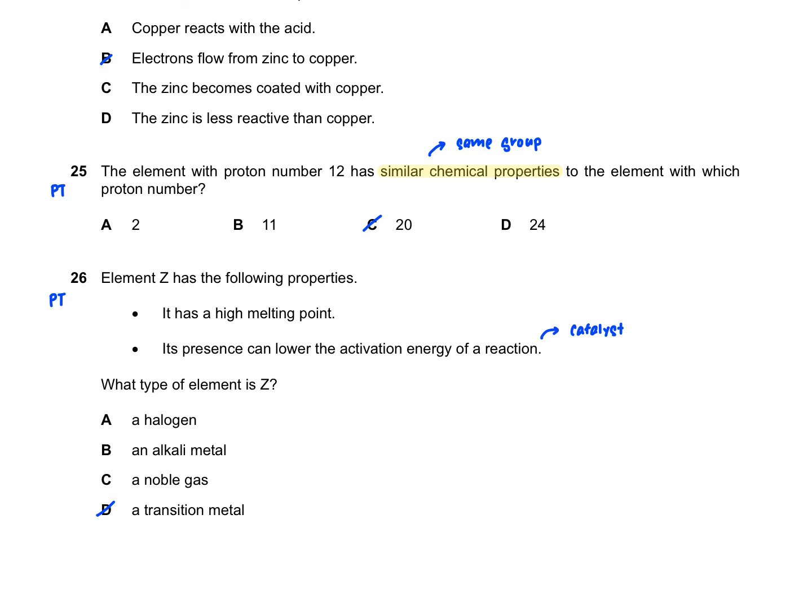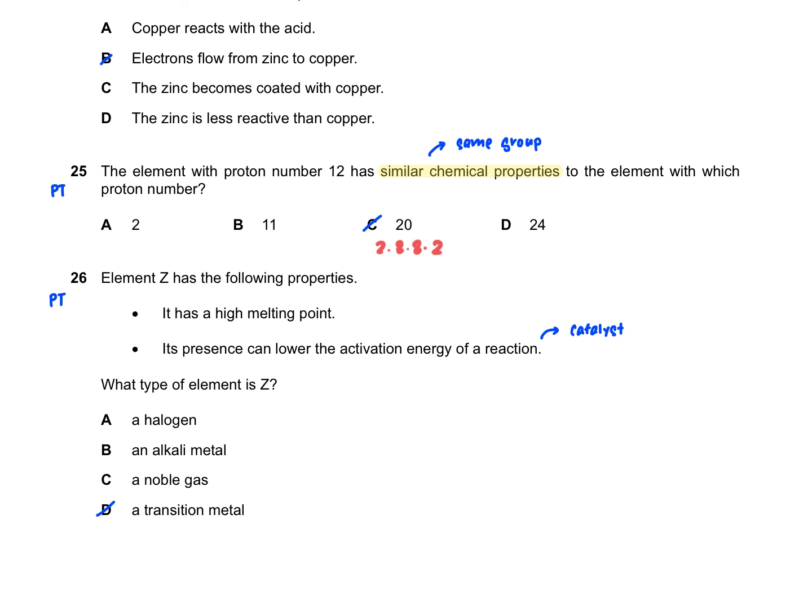So proton number 12 is found in group 2, and therefore you need to find another proton number that will give you group 2, and in this case it will be your option C. For question 26, you are given some description of element Z.